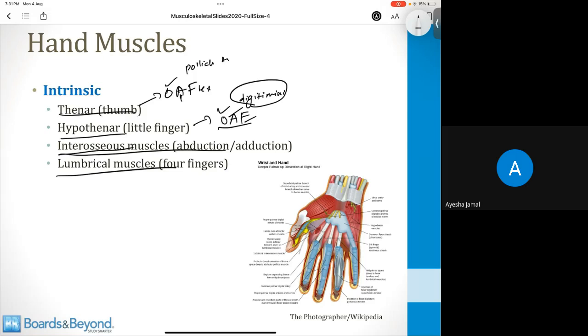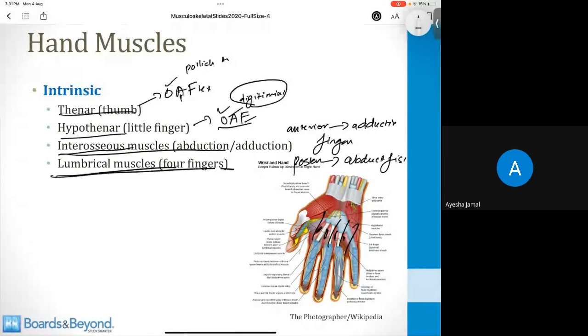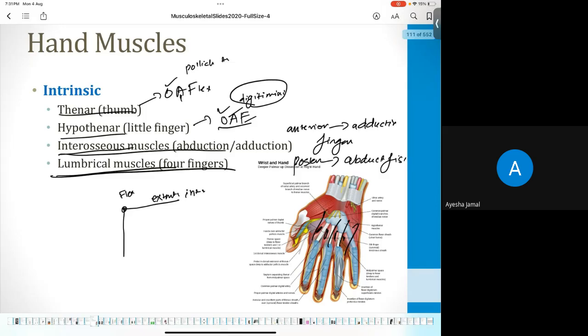Then we have interossei muscles. So we discussed interossei muscles are present within the bones, interosseous. So we have anterior, or the one on the palmar aspect, and the one on the dorsal aspect. Anterior interossei muscles are going to cause adduction of your fingers. Okay. And the posterior are going to cause abduction of your fingers. Is it clear? The lumbricals, we know that the lumbricals are going to make L from your hand. That is flexion at metacarpophalangeal joints and extension at interphalangeal joint. We know that. Okay. So let's discuss.